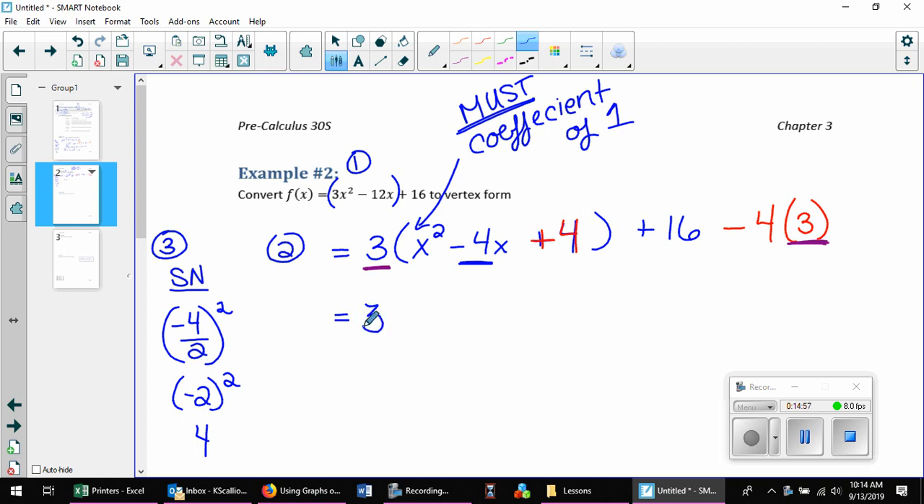Okay, so my 3 out front. I'm going to factor my trinomial. What are the factors? A positive 4 that will add up to a negative 4. Negative 2, negative 2. So can I do this? Right? Because they're both the same, negative 2 and negative 2. Do you want me to write it out? Okay. And now I'm going to simplify what's outside. So I have 16 minus 12 plus 4, and I am in vertex form.